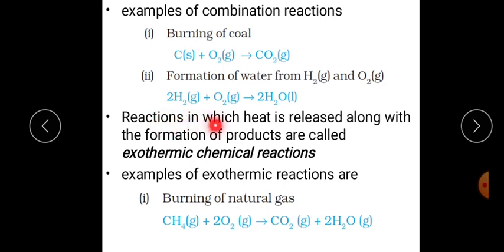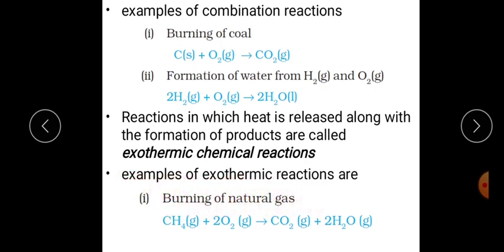The reactions in which heat is released along with the formation of products are called exothermic chemical reactions. So the reactions in which some amount of heat is released whenever the reaction takes place, such kind of reaction where the heat is released is called an exothermic chemical reaction. We can understand this clearly with the help of this example, like burning of natural gas.